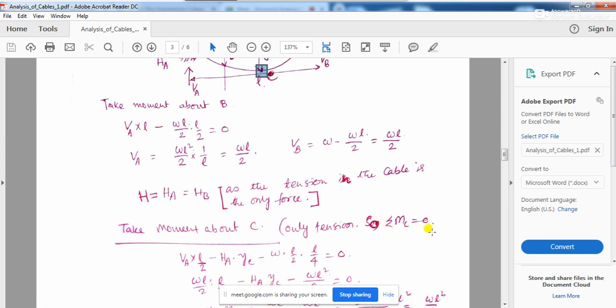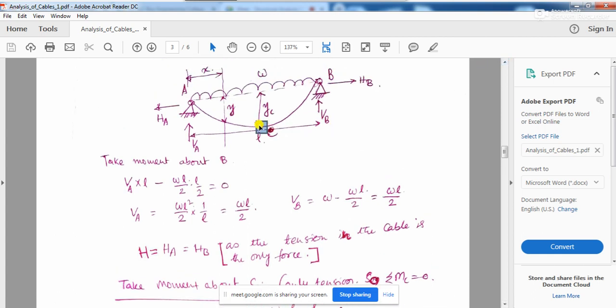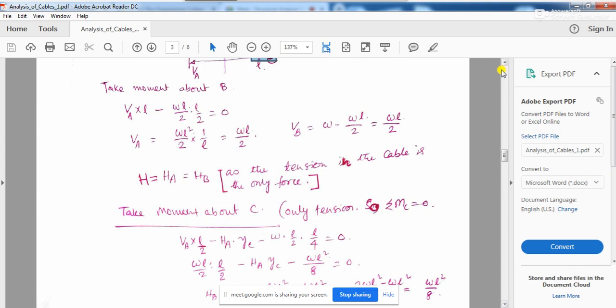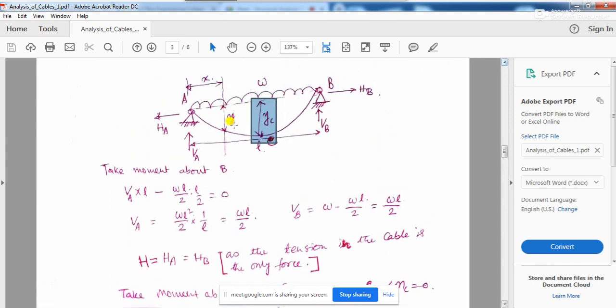So in this case your MC, the summation of all the moments about C, where YC is actually the deep of the cable, that means the deepest point of the cable, as I have explained earlier. Taking this condition, MC, the summation of all the moments about C is equal to 0. You see what forces you are getting: you are getting this VA, this HA, and this W.